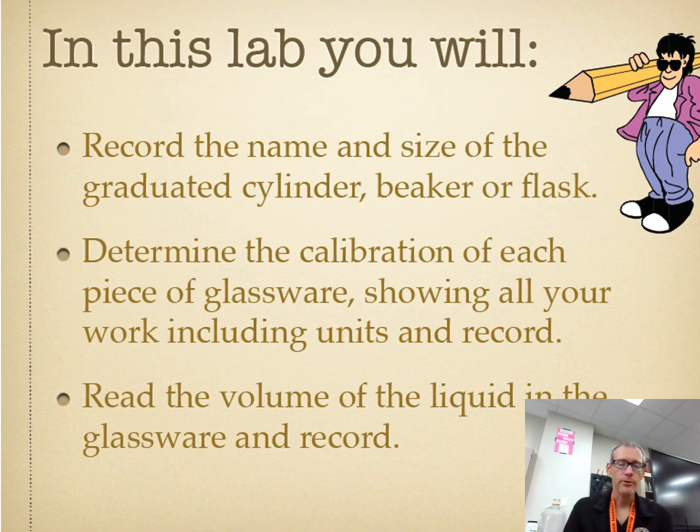All right, so we're going to do a lab coming up. You're going to record the name and the size of the graduated cylinder, so 100, 25, 50, whatever, or beaker or flask. You're going to show the calibration of the glassware. You've got to show your work. Read the volume of the liquid, and then record it on your notes.